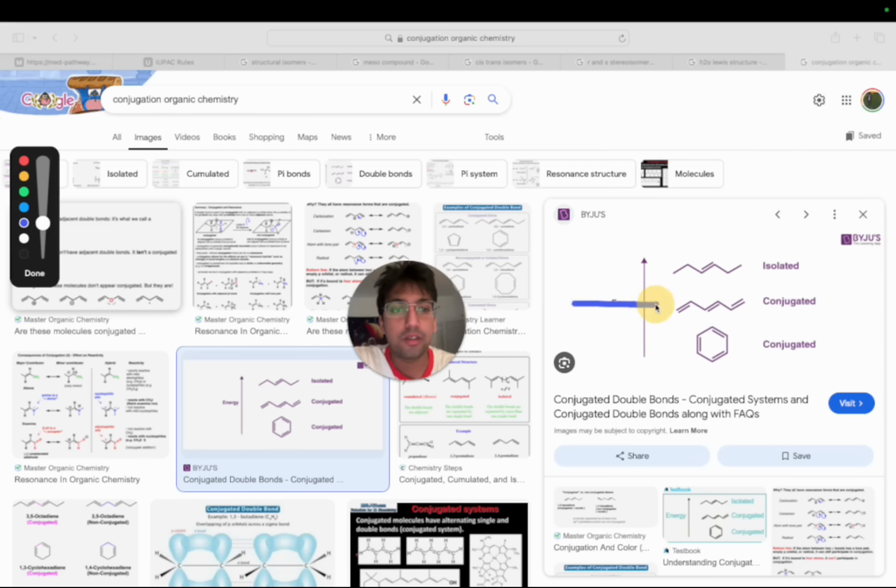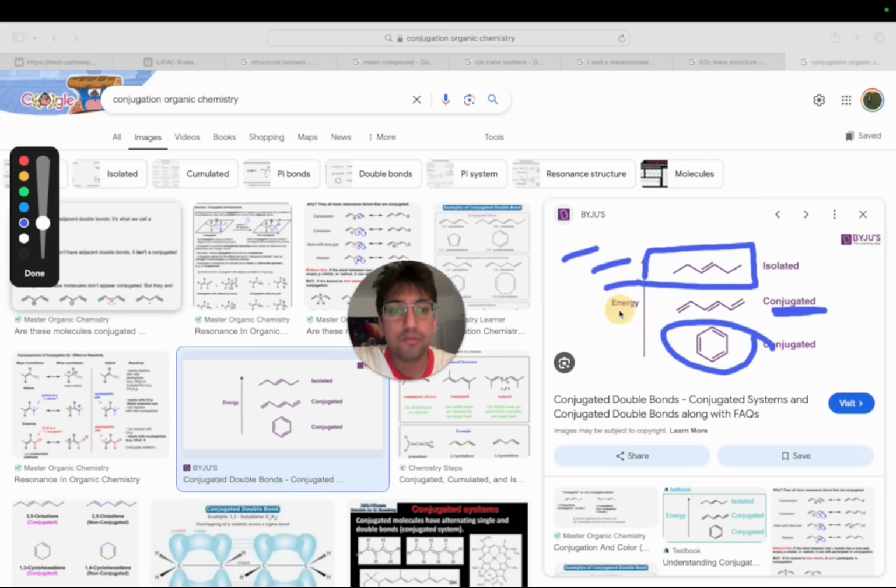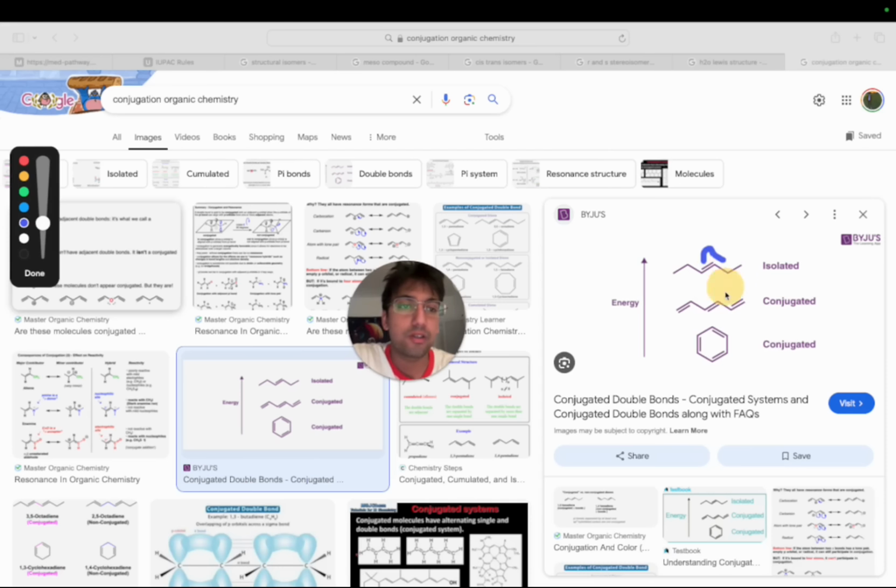Now, this is a little bit more high energy, lower stability than this, because there still is conjugation. You can hop these double bonds around, but not as much as in this ring form here. So this is still conjugated. And here we just have one double bond. Because we don't have a system of double bonds next to each other with alternating carbons, this double bond is not going to be able to hop around the same way that it was in this configuration. And so this is going to be isolated. It's not going to have resonance with different compounds. And because of that, it's going to be the highest energy, lowest stability of these three.